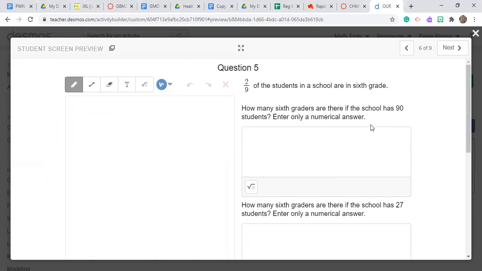Question 5. 2/9 of the students in school are in 6th grade. How many 6th graders are there in school if the school has 90 students? Enter your answer as a numerical answer. Go ahead and pause and do this first part. 2/9 of students in the school are in 6th grade. If the school has 90 students, how many 6th graders are there?